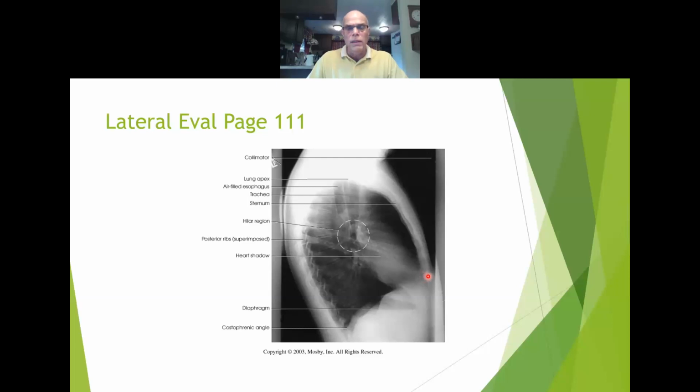Trachea visible in the midline. There it is. Open thoracic intervertebral joint spaces. Y'all see the joint spaces are open. Here's your intervertebral foramina. The little holes back here are completely open. Sharp outline of the heart and diaphragm. So that's the lateral and that's the evaluation.